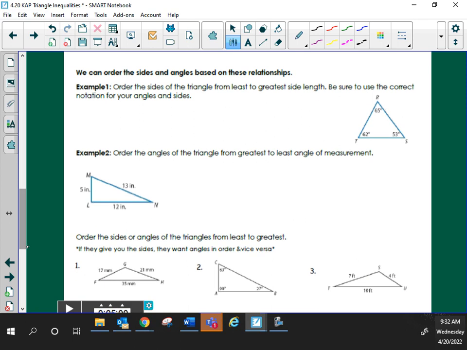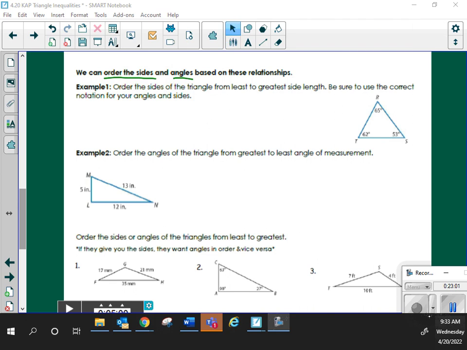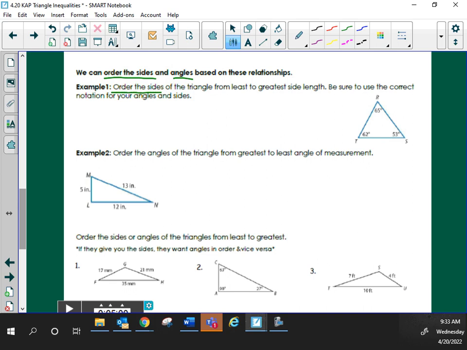Okay, so we are going to order the sides and the angles based on the relationship. It says to order the sides of the triangle from least to greatest, by side length. Be sure to use the correct notation for your angles and sides.